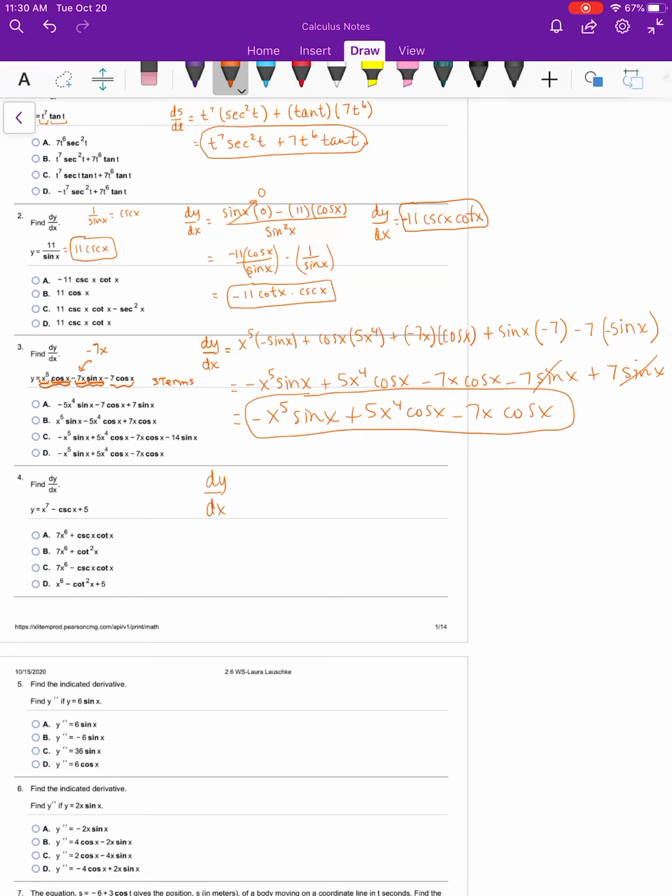Number 4. This one's easy. It has 3 terms, so I'm just going to take the derivative of each. So I've got 7x to the 6th minus, and then the derivative of cosecant is negative cosecant x, cotangent x, and then the derivative of 5 is 0. So this becomes 7x to the 6th plus cosecant x, cotangent x.